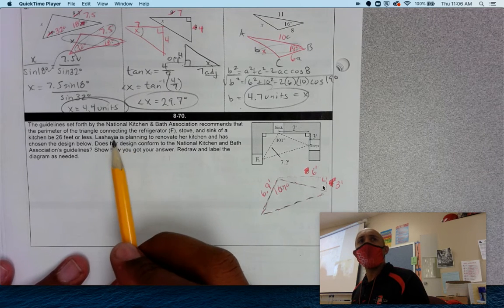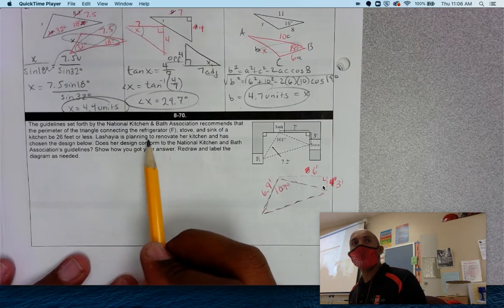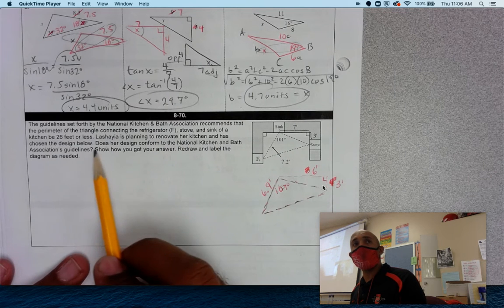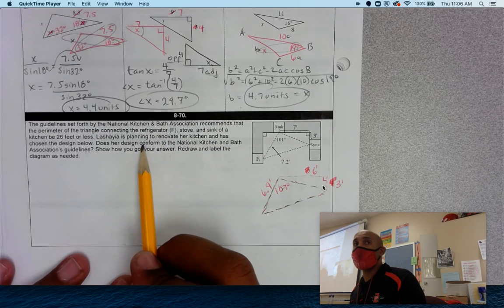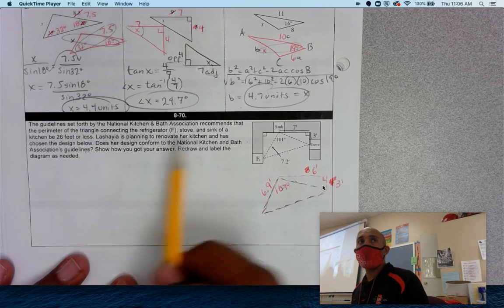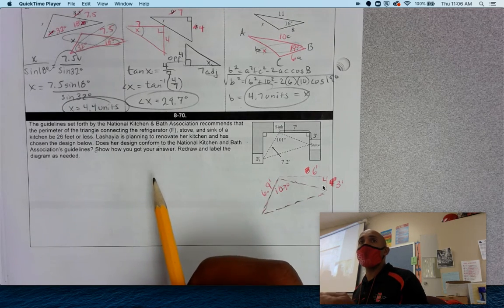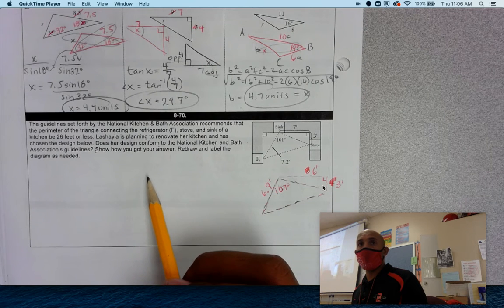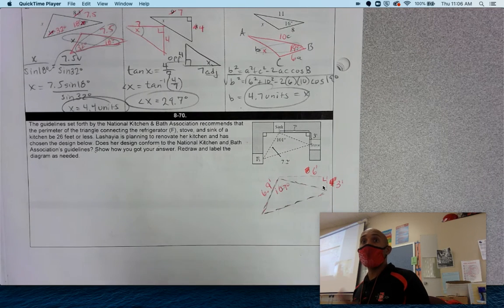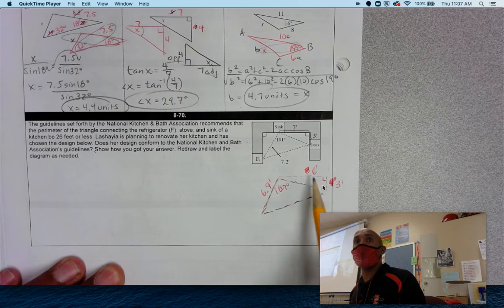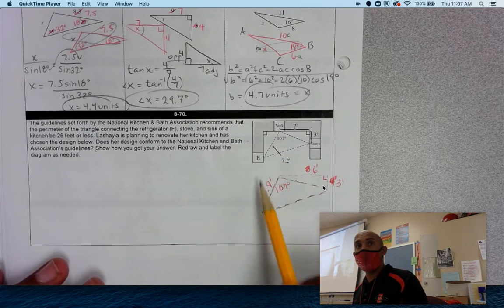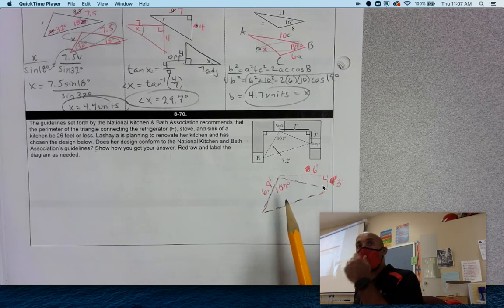Okay, so Lashaya is planning to renovate her kitchen and has chosen the design below. Does her design conform to the National Kitchen and Bath Association guidelines? So in other words, is her perimeter going to be 26 feet or less? So we need to find the perimeter, or find all the sides of that triangle for her situation, and add them up.